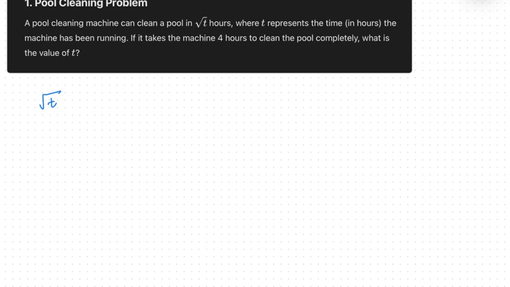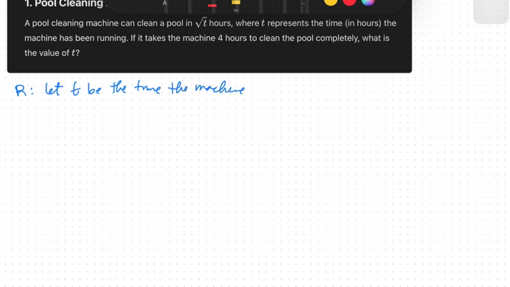ang representation na lang natin, sabi ko nga pala RESA method, pasensya na mga anak. Let's do this by the book. Okay, so representation natin is let t, essentially na-mention na siya. Let t be the time the machine is running. Our equation, dito na kayo bubuo ng equation. Ang sabi ay square root of t hours takes the machine 4 hours to clean the pool.